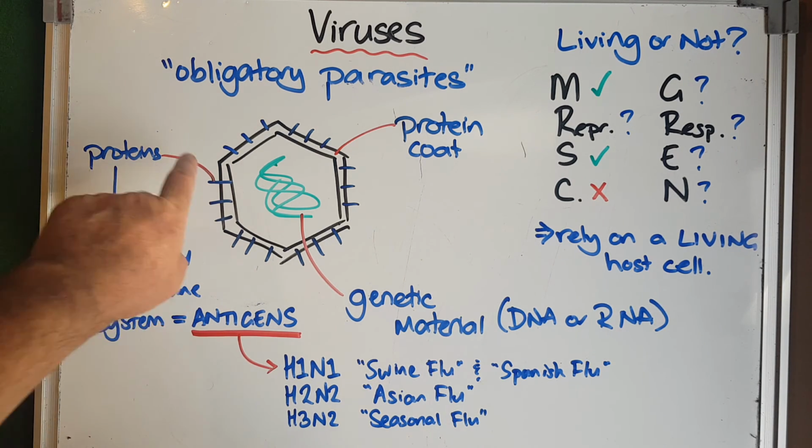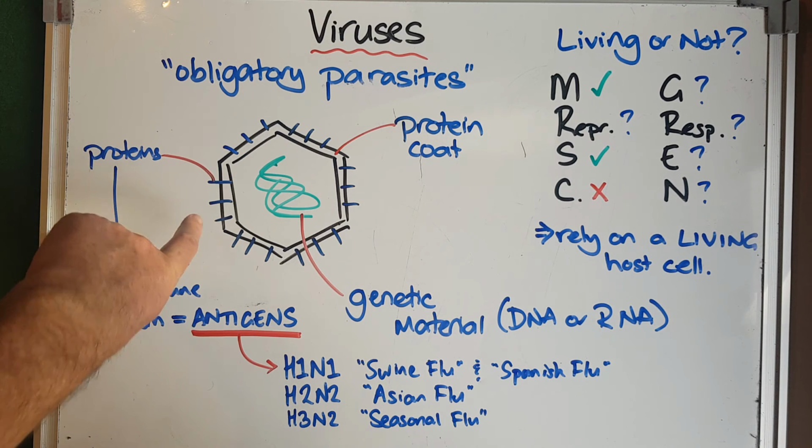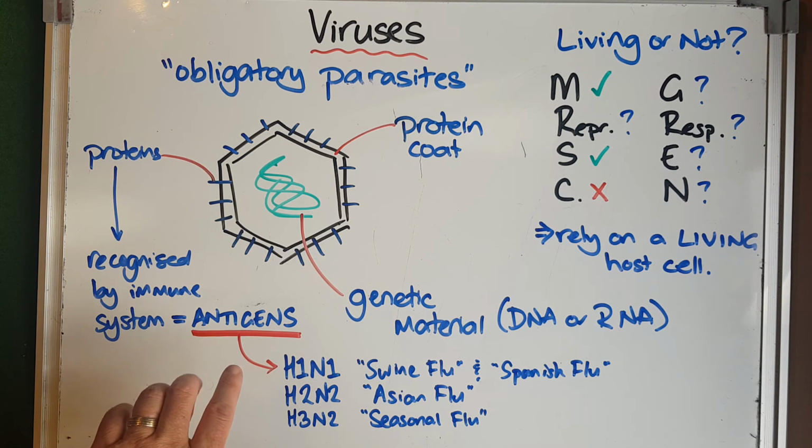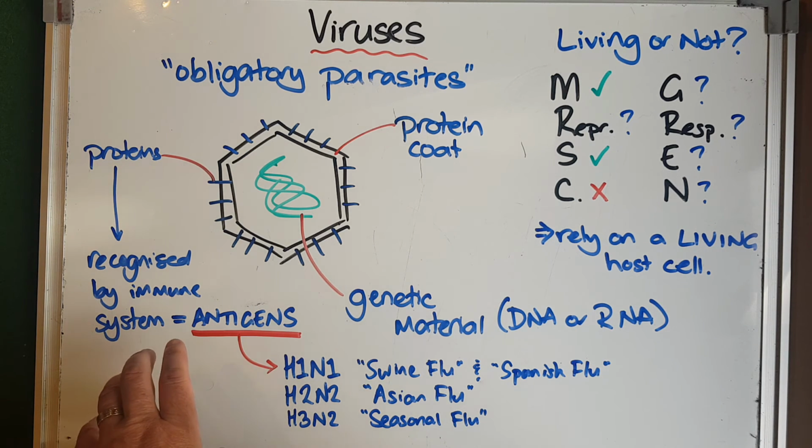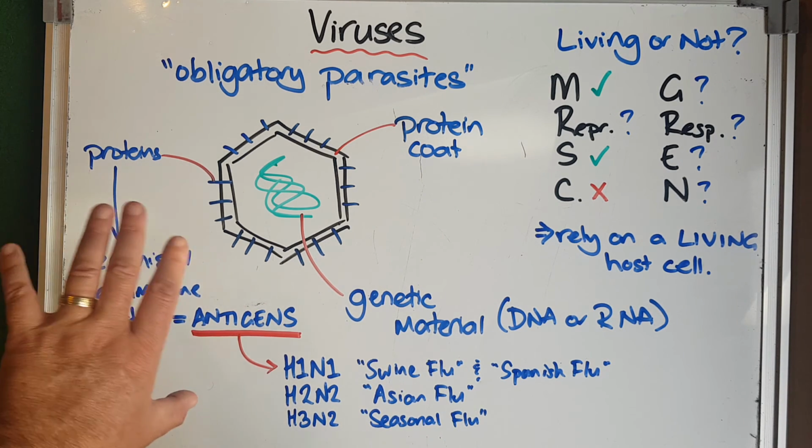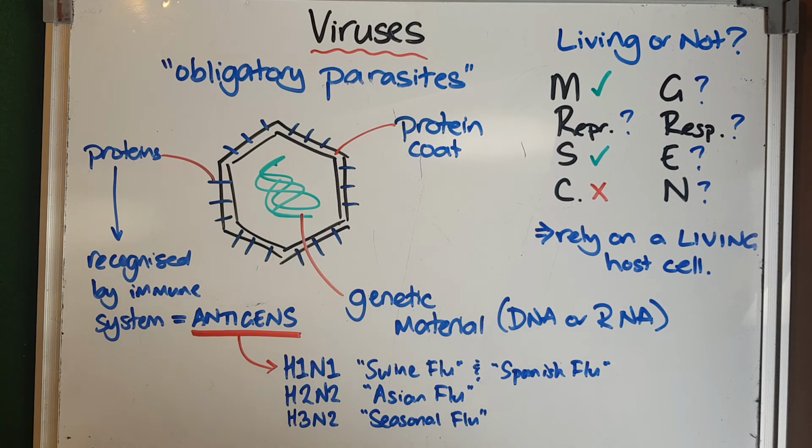So different proteins or different antigens on the outside cause different responses from our immune system. Sometimes we don't recognize them, they make us real sick. Sometimes we do recognize them, or we've been given recognition through vaccination, and we can fight them more easily.